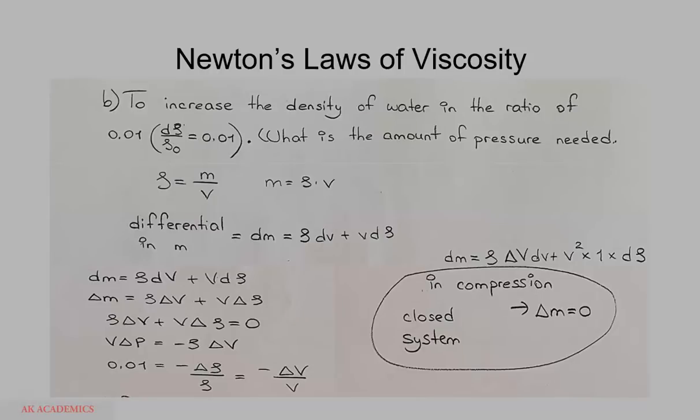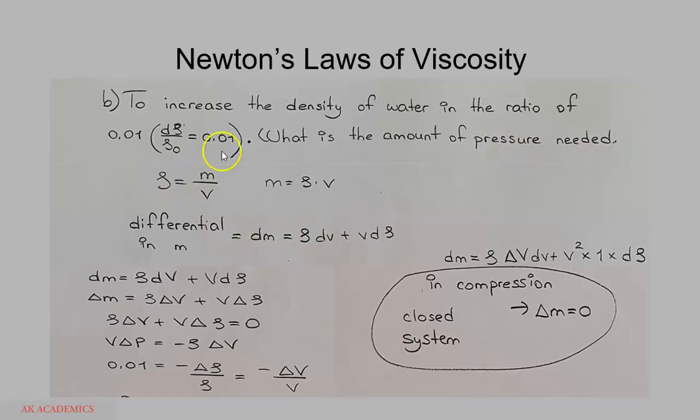There is a big part of the question which says to increase the density of water in the ratio of 0.01, what is the amount of pressure needed? What you can see here is the initial density, and what you can see here is the change in density. So the ratio of change in density with respect to the initial density is given as 0.01. That is what this first statement here represents. Okay, so what is the amount of pressure needed?